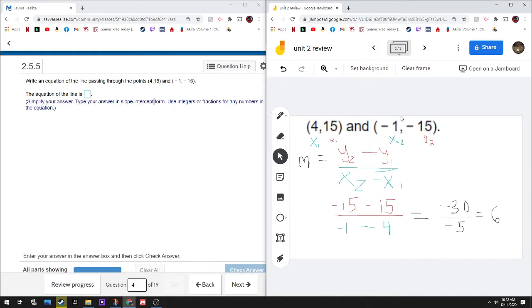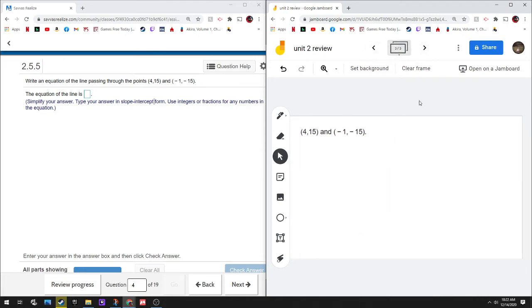So I'll go back here. If you're not sure what happened, you might want to rewind and follow the lines there to figure out how I got to positive 6. Now that was our slope, right? So now I know y is equal to 6x, but I don't know b. So I've got to pick one of these 2 points and use the x and the y and drop it in where it belongs. So I'm going to use the 4 and the 15. Remember, the 4 is the x. So that means 6 times 4 plus b is equal to our y value of 15.